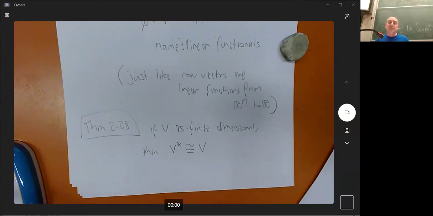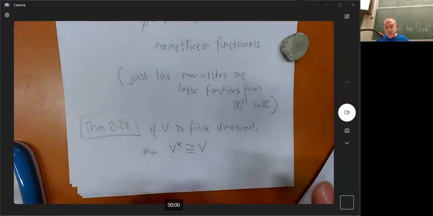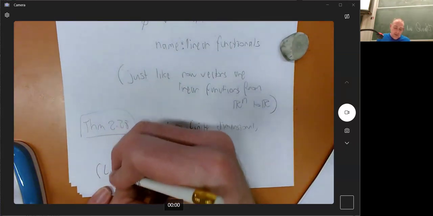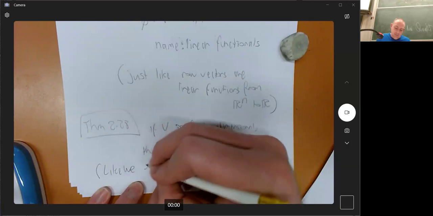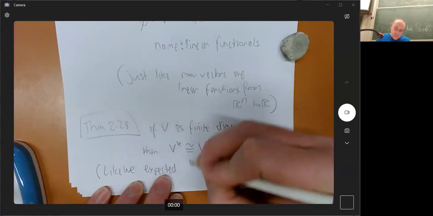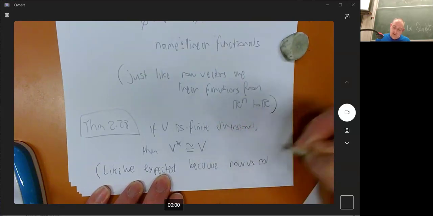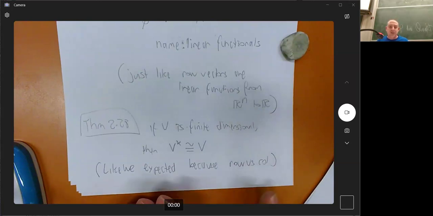If V is finite dimensional, then V star is isomorphic to V, and that is not unexpected because we designed it specially to be the same as the relationship between row vectors and column vectors. Row vectors and column vectors are really not that different from each other. They look the same, just this way around. That's what we expected it to do, and therefore it is good that it did that.